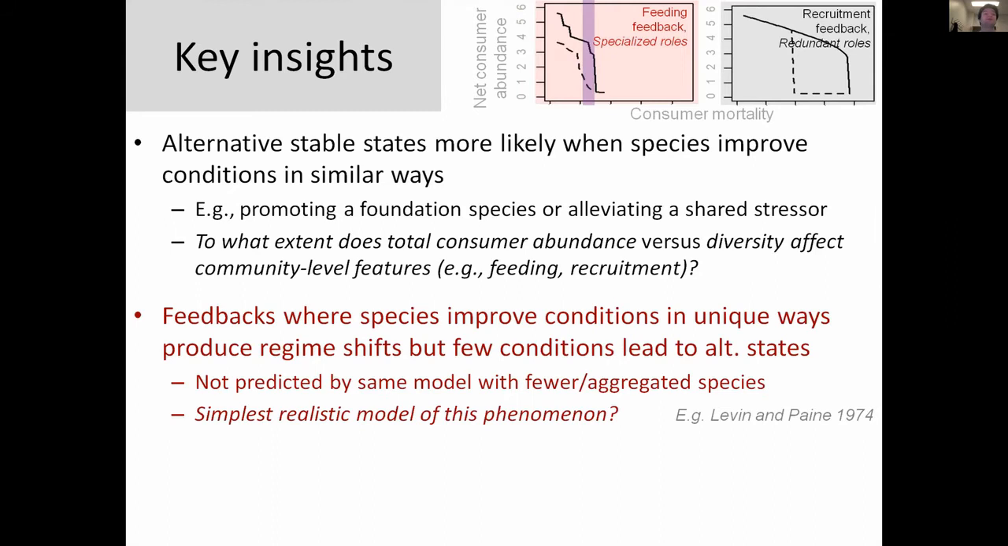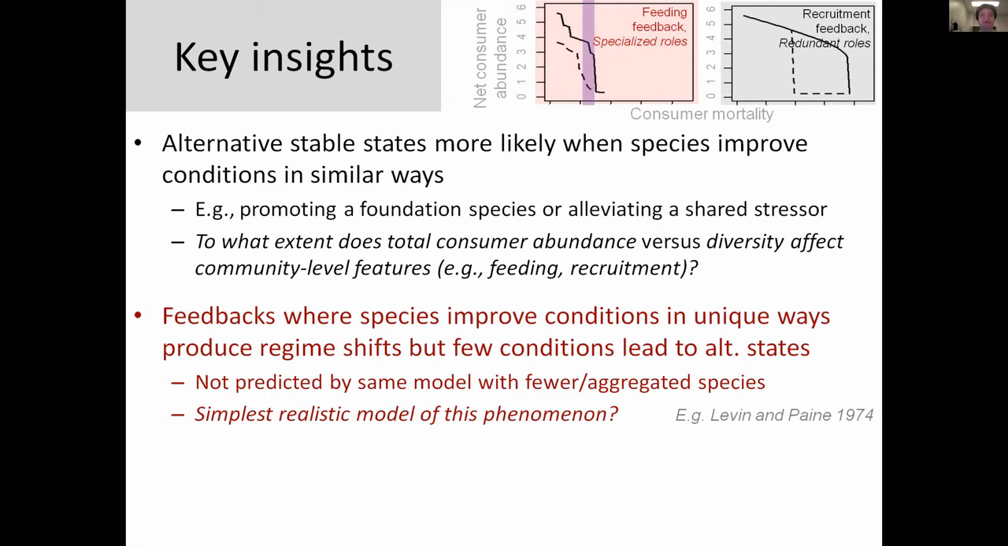The other thing to point out here is that the many different mechanisms that affect feeding lead to a case where species might be improving conditions in more unique ways. And so within that model dynamic, we still see really prominent regime shifts, but we have fewer conditions leading to alternative stable states, so perhaps a lower potential for alternative stable states. And this is a really novel insight that you don't get from the same model when you're just looking at a pair of a resource and a consumer, aggregating and averaging across all the species.